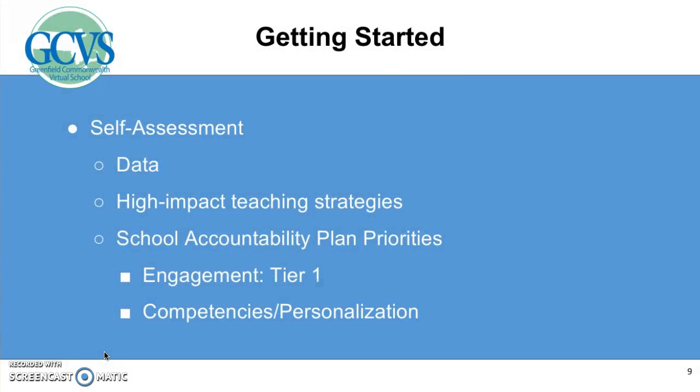Getting started should include looking at some data on student performance. Our 4C Solutions Data Dashboard can help with that. The next step is to look at some high-impact teaching strategies. We've started that process and more will be forthcoming at our October faculty meeting. Reviewing our school accountability plan and our established priorities of engagement and the competency personalization work will also be an important part of this review for you. Be sure to access your TeachPoint account to pull down that form to populate and share with your evaluator.